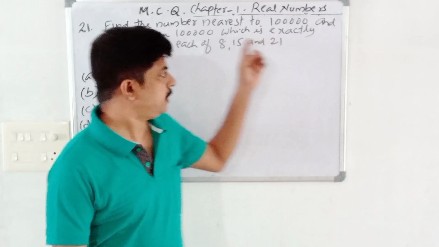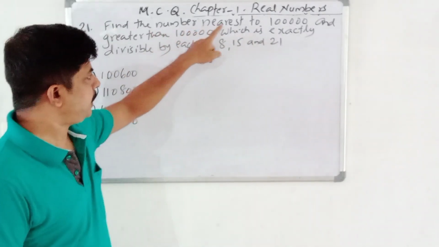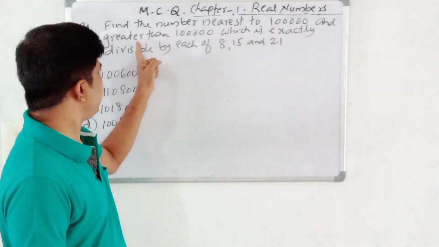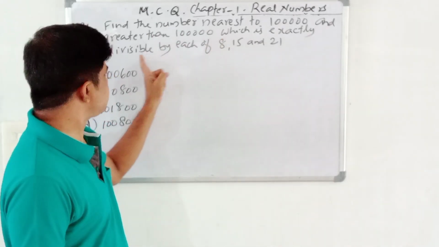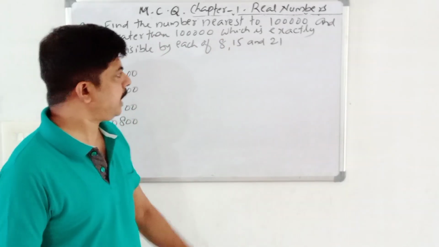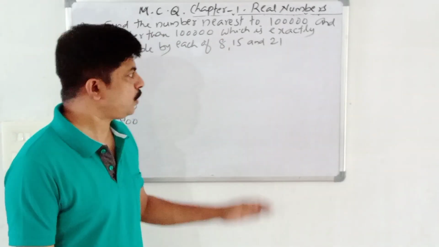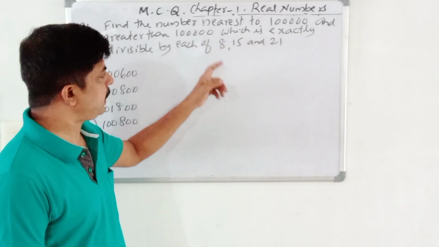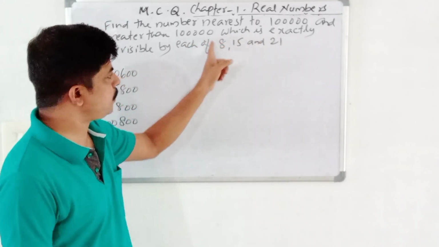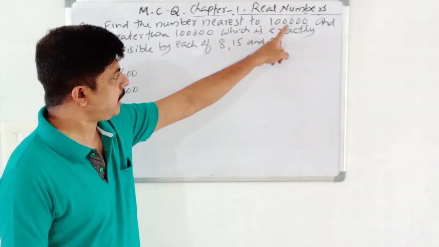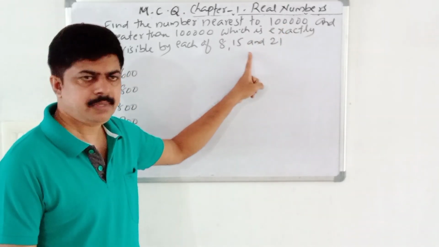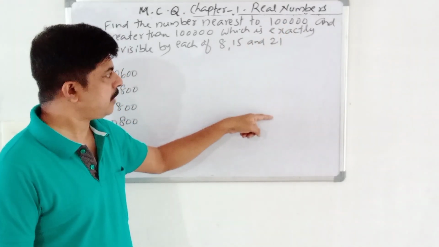Moving to the next question. Find the number nearest to 1 lakh and greater than 1 lakh, which is exactly divisible by each of 8, 15 and 21. So first of all we have to find the LCM of these numbers, then divide 1 lakh by that LCM, then let us see what will be the remainder.